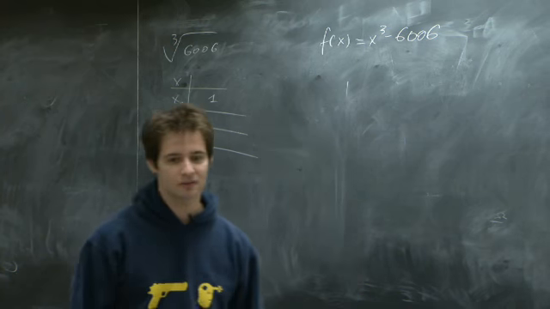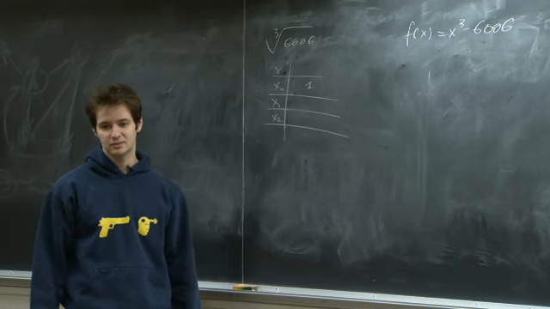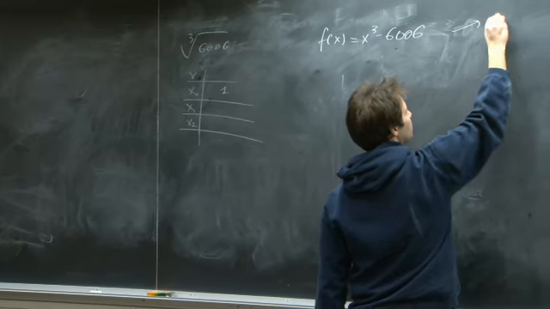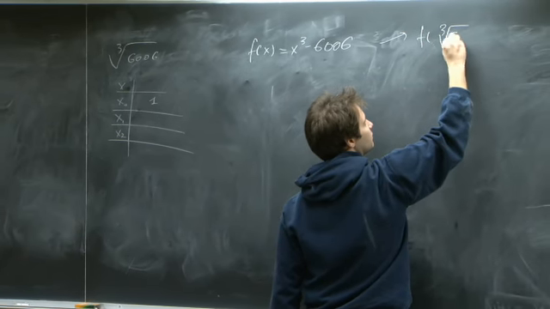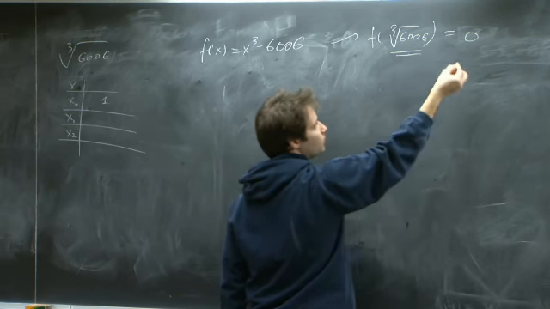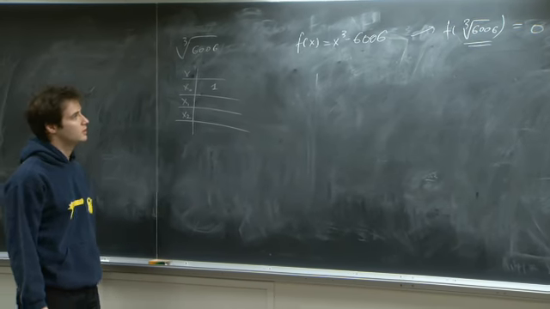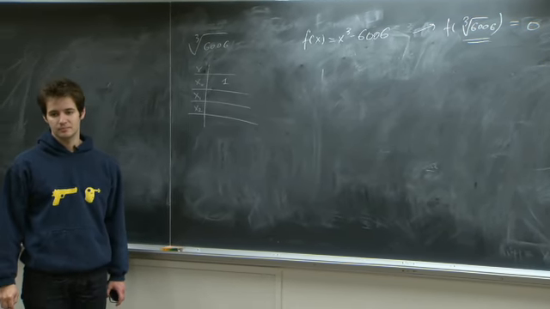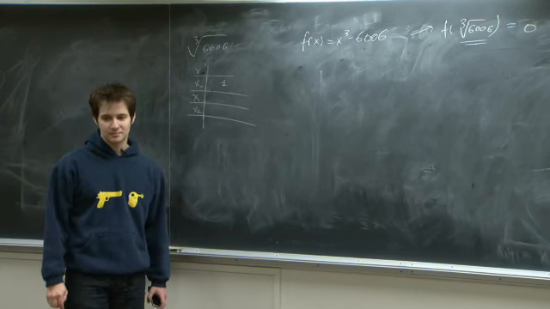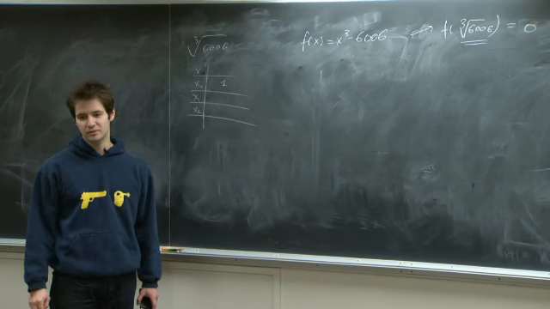Okay, x cubed minus 6006. Why did I choose this function? Well, not me. Why did you choose this function? Okay, so reason number 1: it has to be 0 at the answer, because that's what Newton's method gives us. And what else? Multiplication is easy, and the derivative is also multiplication. So it's easy to compute whatever Newton's method wants us to compute.